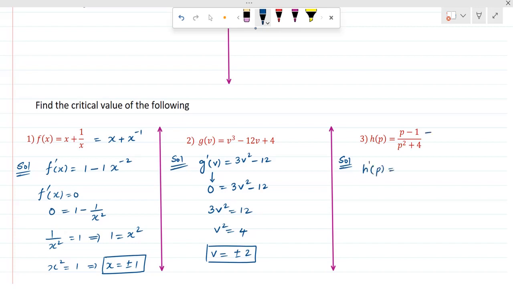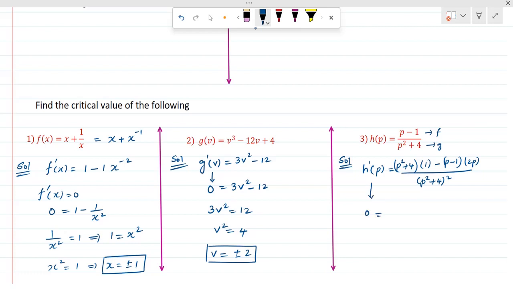Here if you want to differentiate, you have to use the f over g rule. So f over g means what? p square plus 4 whole square. p square plus 4 is fixed. Differentiate this part, in the numerator it is 1, minus p minus 1 is fixed. Differentiate the denominator to 2p. If I put it, this part is equal to 0, so this is equal to 0.